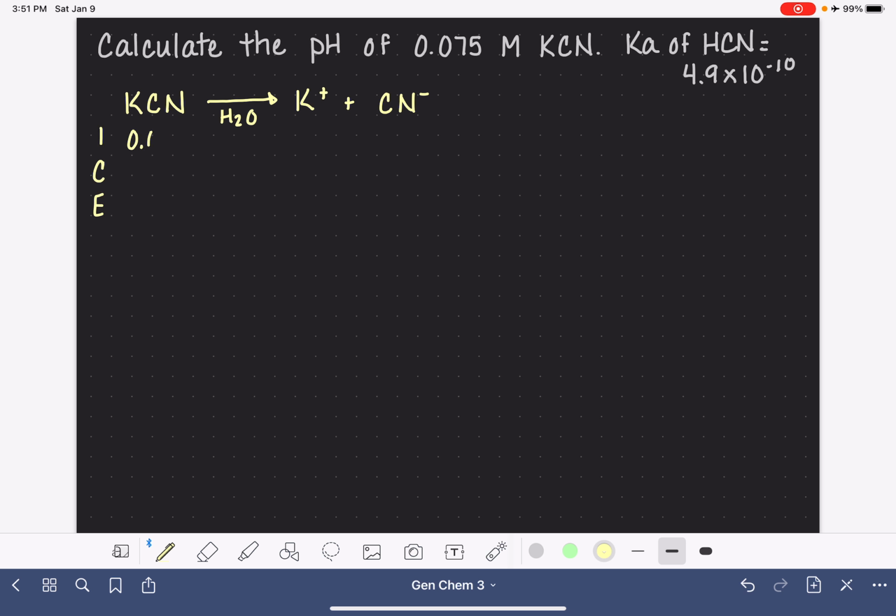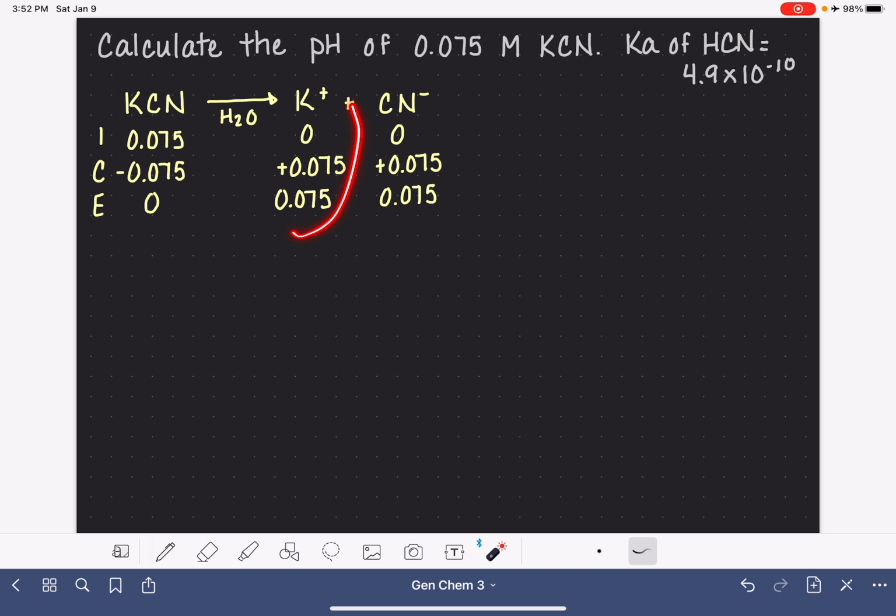If we are starting initially with 0.075 molar KCN, prior to dissociation, we don't have any product yet. The KCN is going to totally dissociate in the solution, so all 0.075 of it is going to dissociate, and we're going to make 0.075 molar K plus ion and 0.075 molar cyanide ion. And this 1 to 1 to 1 relationship is coming from the stoichiometric coefficients of this equation. So at the end, when this is done dissociating, we will not have any more KCN. We'll have 0.075 molar potassium ion, and we'll have 0.075 molar cyanide ion.